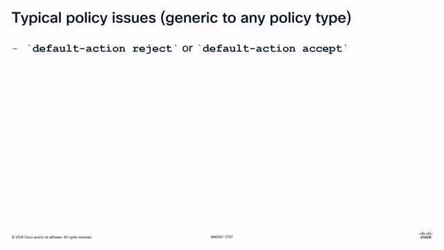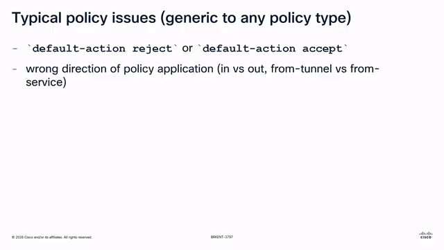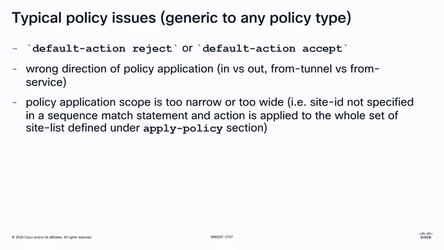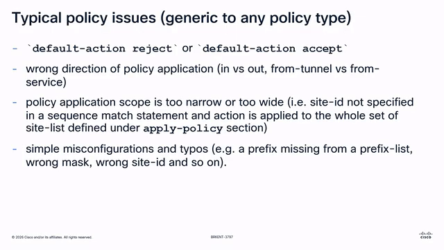Is it my fault? No. Maybe I misconfigured the default action. Maybe I applied the policy in the wrong direction. Maybe the policy application scope is too narrow or too wide. What do I mean by this? Maybe you applied a site ID and then you forgot to define the VPN list to which you want to apply it, and you applied it to all the VPNs. Or vice versa. You decided to apply it to all VPNs, but you forgot that this policy is applicable to one specific VPN only, right? Simple misconfigurations, always possible, right?